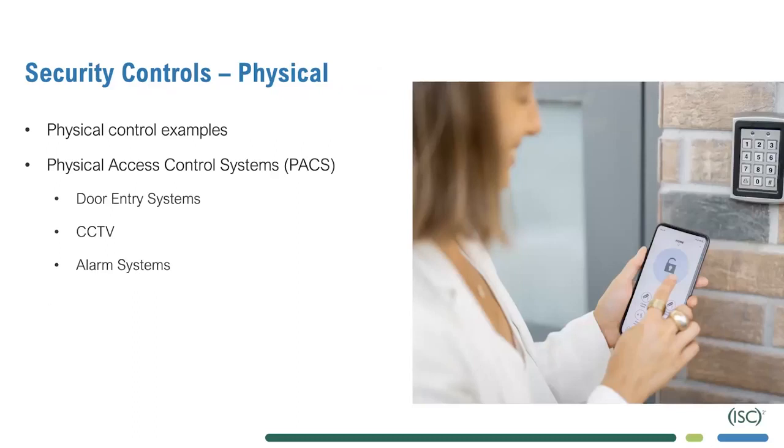Physical controls often secure access to something. For example, a door in a fence controls access to a site. The door in a safe, it's a gap in a secure perimeter that controls access. So physical access control systems, door entry systems, CCTV systems, alarm systems are all examples of physical controls.